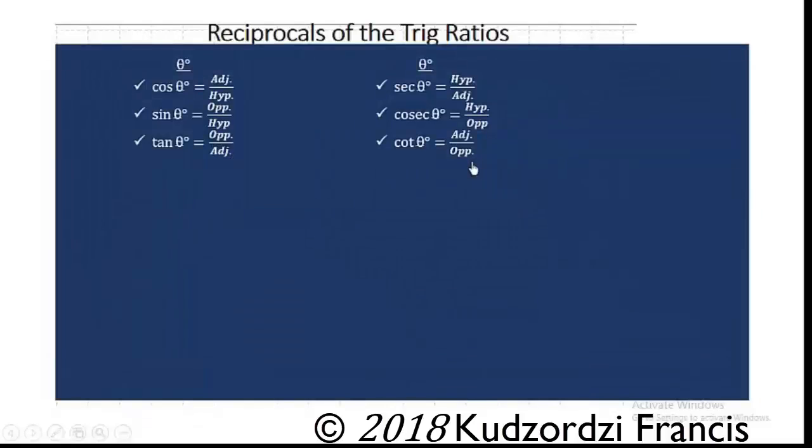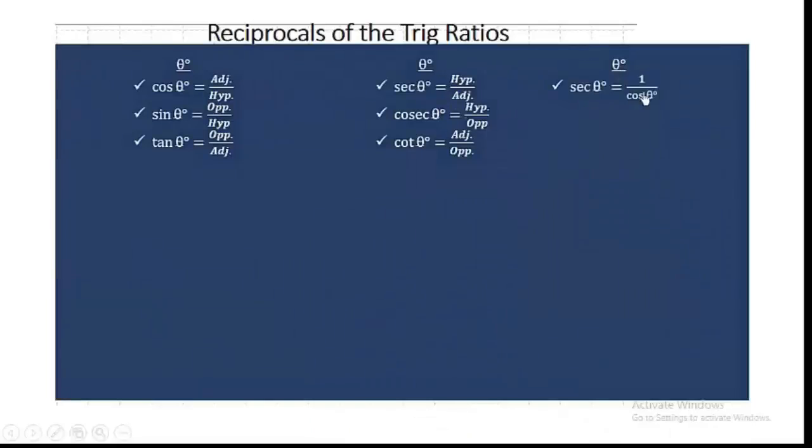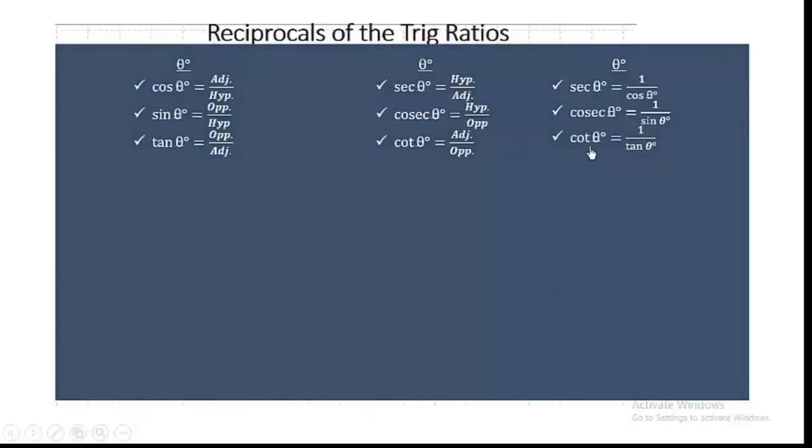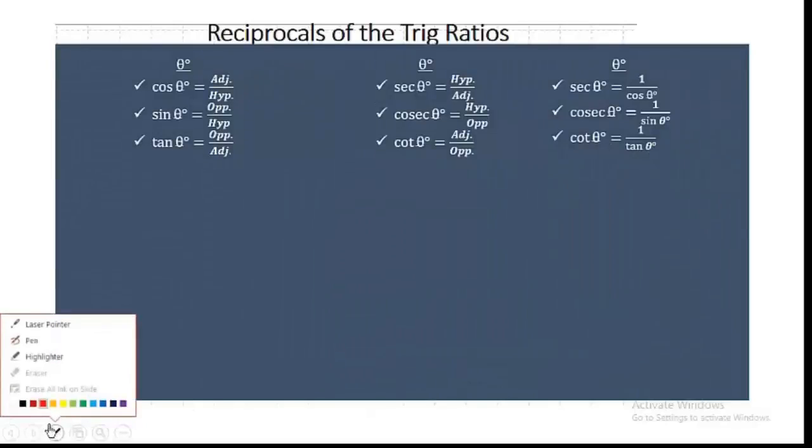So in other words, cos theta is the reciprocal of sec theta. That is, sec theta is 1 over cos theta, and cos theta is also 1 over sec theta. Then cosec theta is 1 over sin theta, and sin theta is also equal to 1 over cosec theta. And the same thing is true for the cotangent.